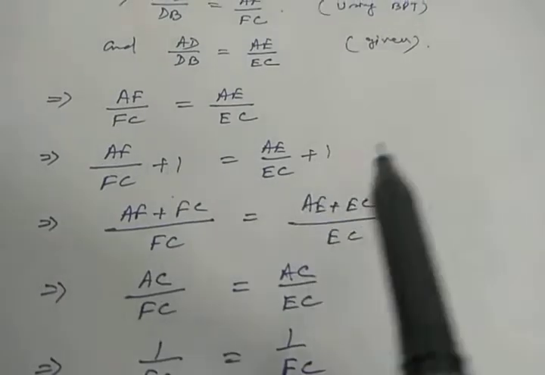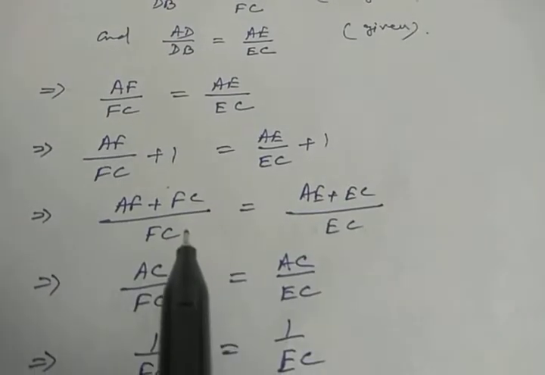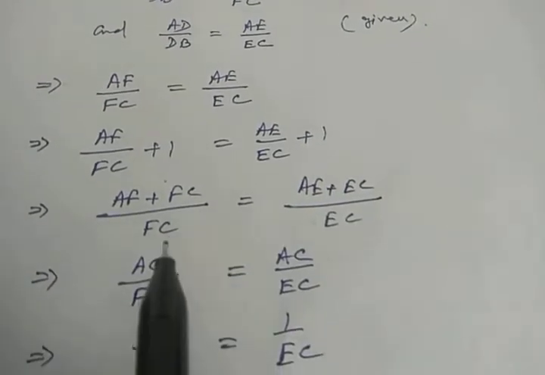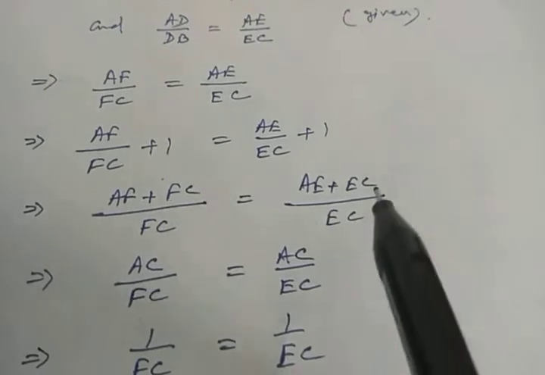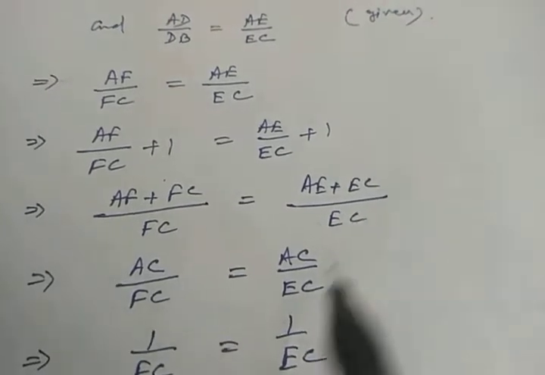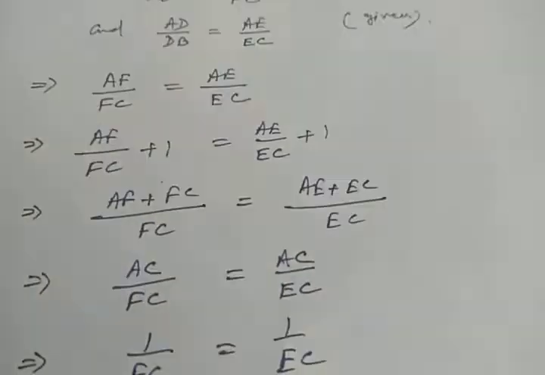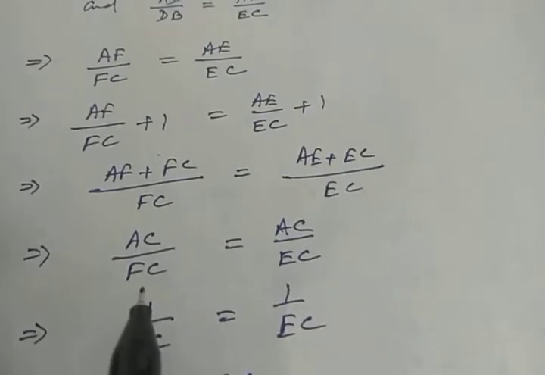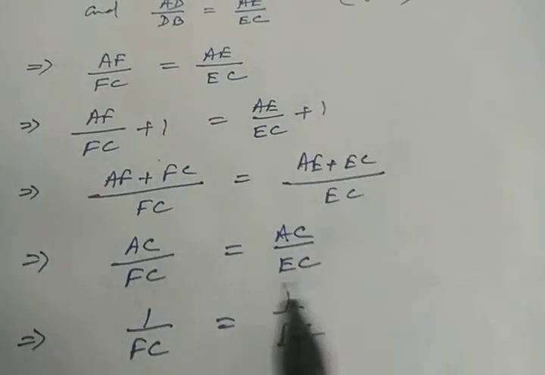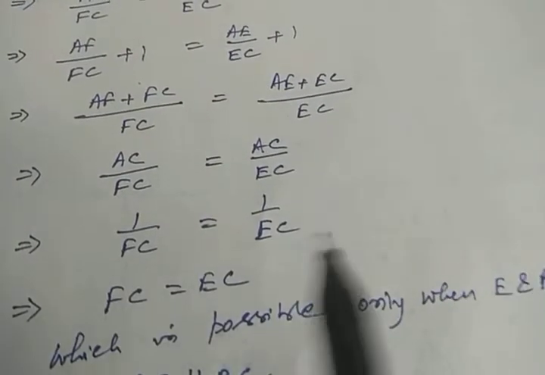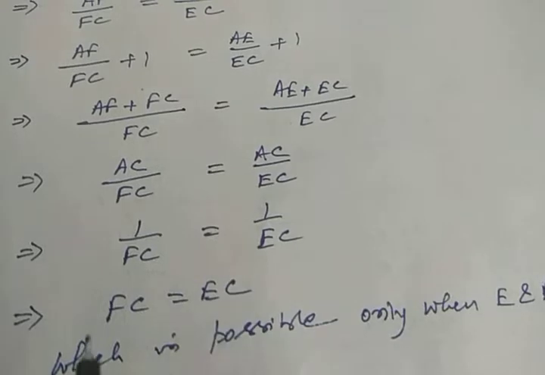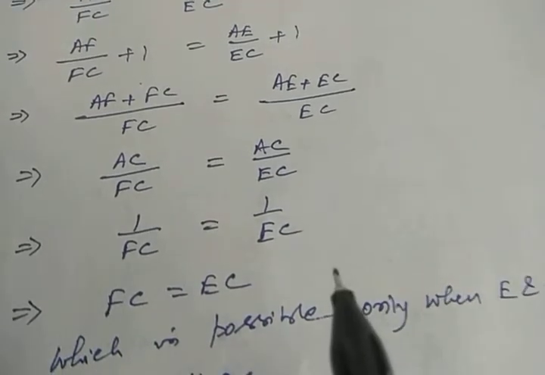Now we add 1 on both sides. We take the LCM. So (AF plus FC) by FC, and this side (AE plus EC) by EC. So this is your AC. AF plus FC should be how much? AC. So AC by FC should be equal to AC by EC. Now both AC should be cancelled. 1 by FC equals 1 by EC. Cross multiply: FC is equal to EC.